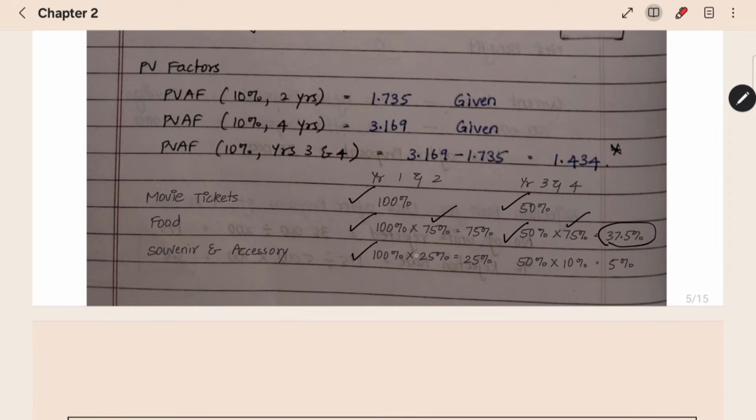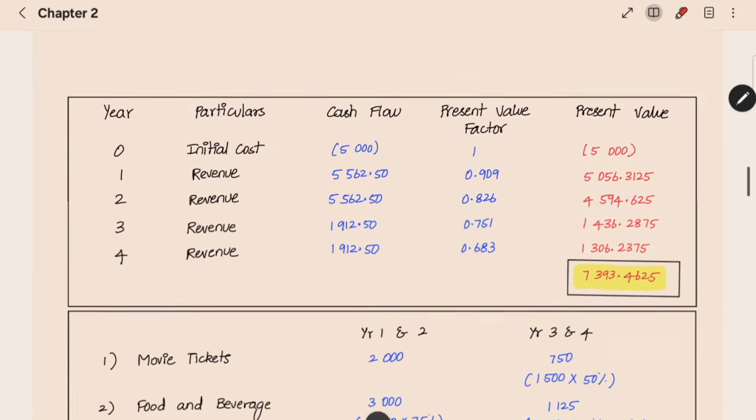Souvenir and accessory, 100% will visit. Out of that, 25% will buy this. So 25% revenue you will get. Year 3 and 4, 50% will be visiting the theatre, but only 10% will buy the accessories. 5% revenue only you will get. This is the important thing which we have to understand.